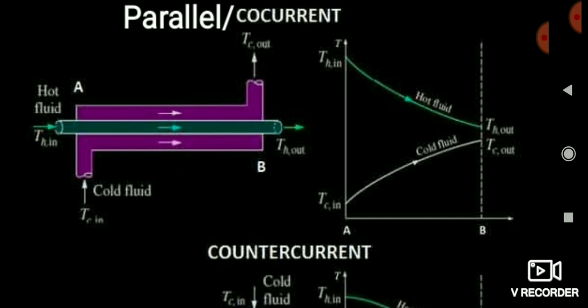At point A you see that both the fluids enter. Here I have shown the hot fluid with green color and the cold fluid with red color. At point A, both the hot fluid and cold fluid are entering, meaning A is the entrance of both hot and cold fluid. And at point B, both the hot fluid and cold fluid are exiting.